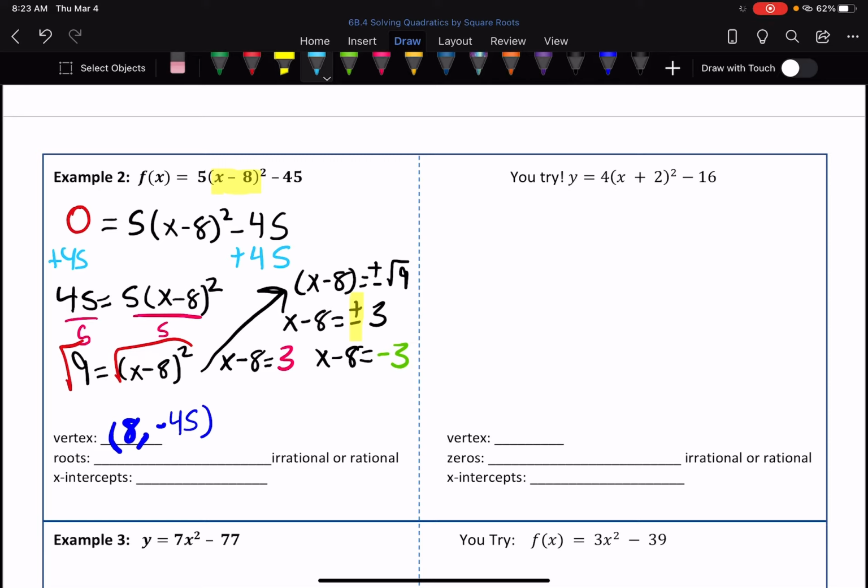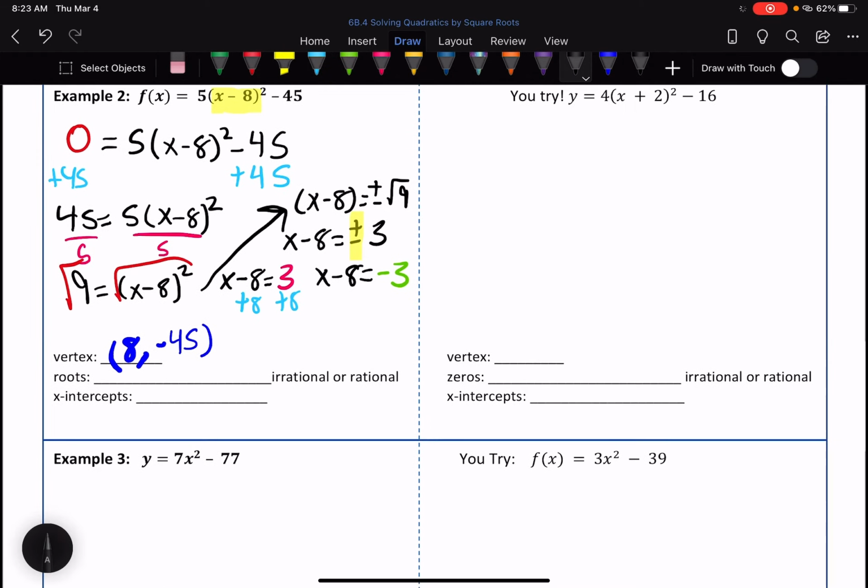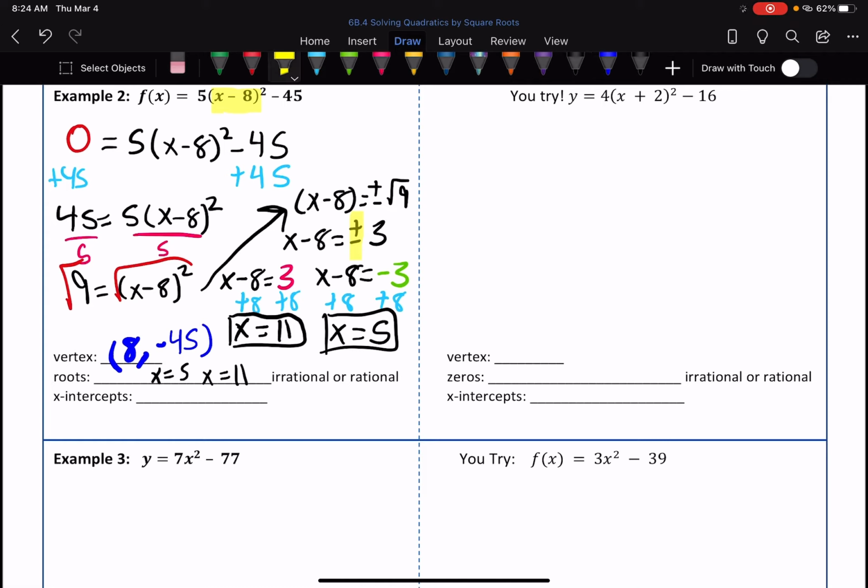Then I'm going to solve these like I would a one-step equation. I'm going to add 8 to both sides for our first equation. So that's going to give me the value of x equals 11 as our first solution. I'm going to do the same thing on our second equation. I'm going to add 8 to both sides. And that gives us the value of x equals 5 as our second solution. So our roots in this case are x equals 5 and x equals 11. Both of these are positive integers, so they are rational. And our x-intercepts are at 5, 0 and 11, 0.